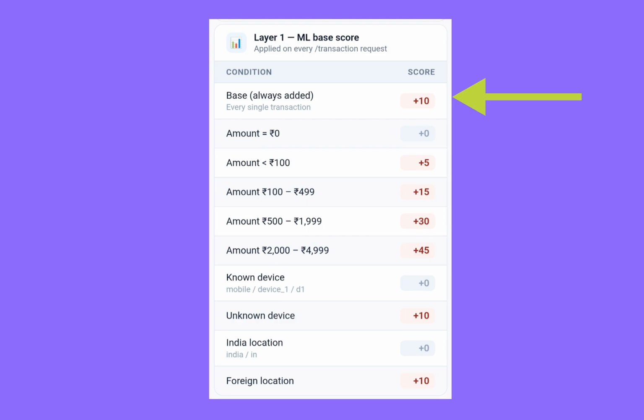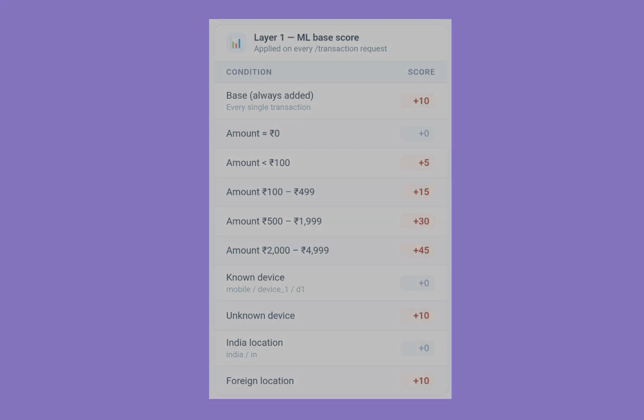The transaction amount adds more points. For example, an amount between 500 to 2000 adds plus 30 on top of the base. An amount above 2000 adds plus 45. An unrecognized device adds another plus 10. A foreign location adds plus 10 as well. So even before the other layers run, a single suspicious transaction can already carry a significant score.